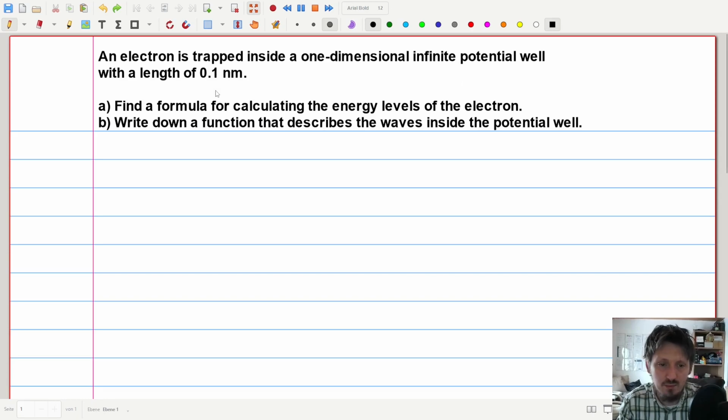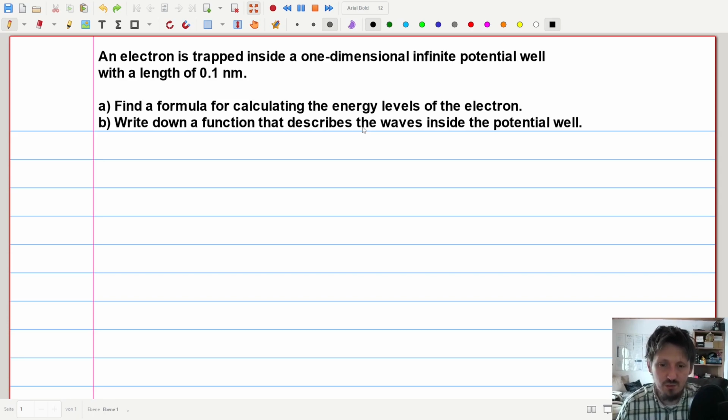0.1 nanometer. And we want to find now a formula for calculating the energy levels of this electron inside this box. And we want to write down the wave functions that describe the waves of the electron inside this potential well. And we will go through this step by step, and I hope that after that you are not only understanding how this exercise can be solved, but also you can use this solution for similar exercises where you don't have an infinite potential well, for example.